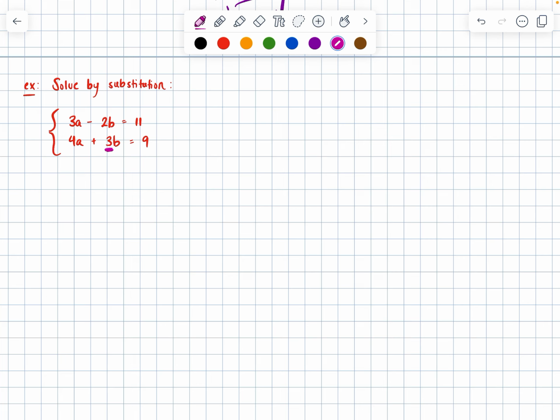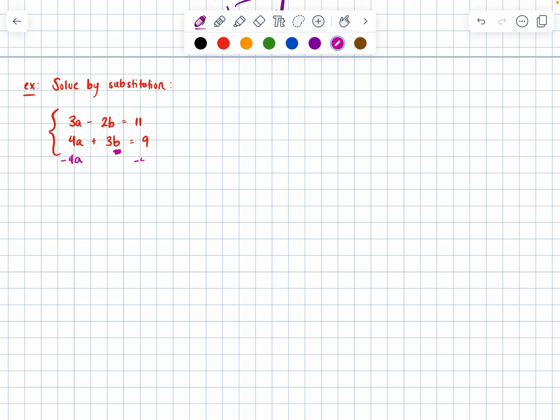But notice that if I divide by 3, even though 4 over 3 will be a fraction attached to a, 9 evenly divides by 3. So I personally, when I'm solving by substitution, like to choose the variable that when I divide by its coefficient will give me the fewest amount of fractions. So I'm going to choose in this equation, the bottom equation, to get b by itself.